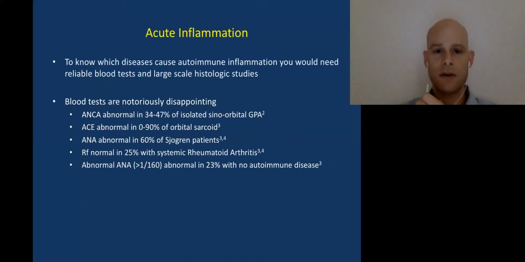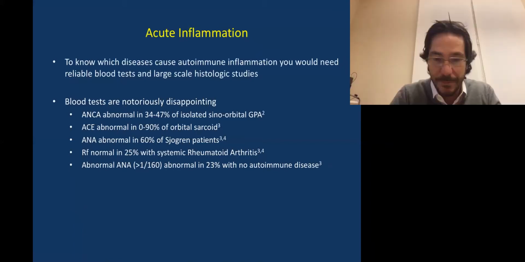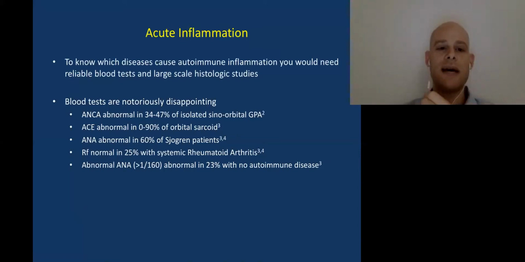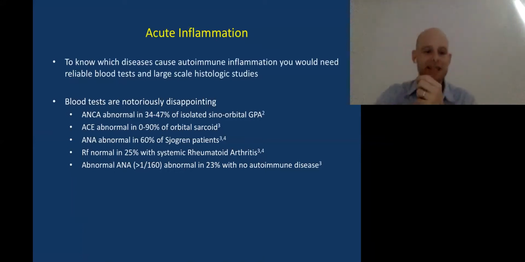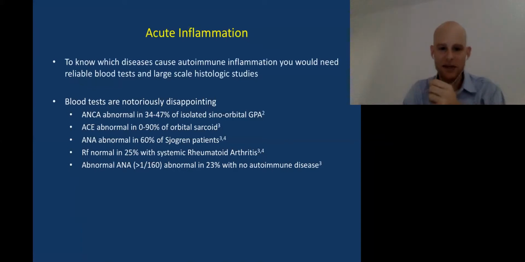Yes? Ivan, can you clarify what ACE means? Sure. So ACE is angiotensin converting enzyme. An angiotensin converting enzyme is an enzyme that we test for in patients that have sarcoidosis. When you have sarcoid, ACE is typically elevated, but ACE is not necessarily elevated in every case.